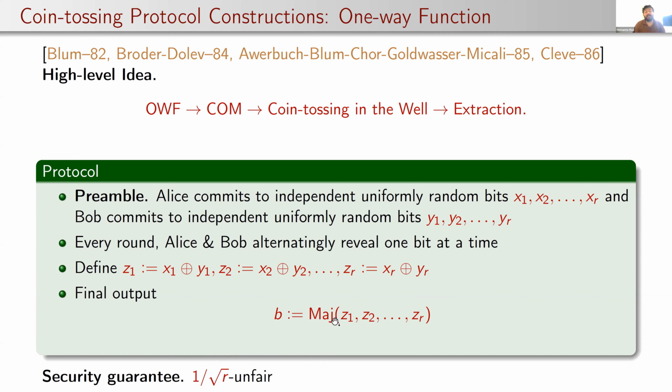Basically, the attack waits till the last round. If the number of ones and zeros are balanced, then it aborts in case of heads and continues the protocol in case of tails. This attack gives a 1 by square root R attack.